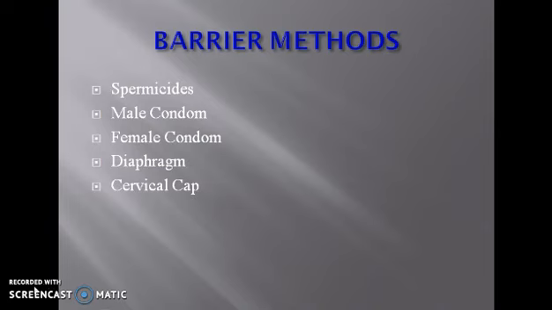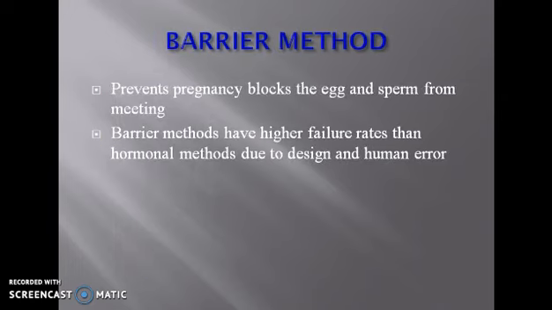These are barrier methods. The spermicide is like a foam that is inserted into the vaginal orifice that will prevent the spermatozoa from penetrating to the uterus. Then we have the male condom that we all know. As we have the male condom, so we also have the female condom. Then we have the diaphragm, then the cervical cap. Let's look at some of these in pictorial form in the next slides.